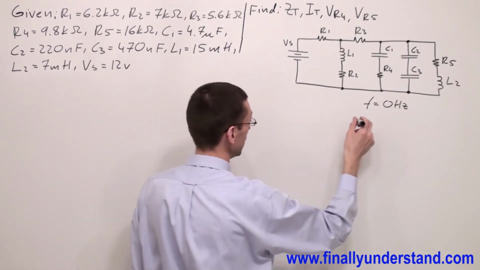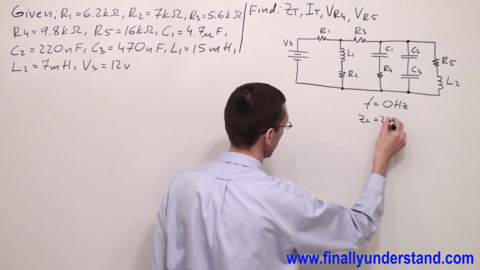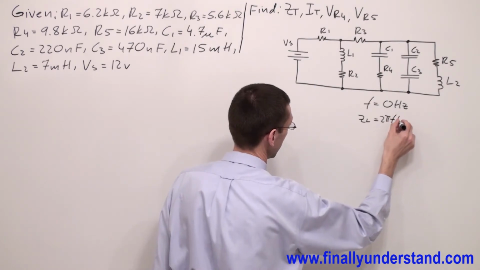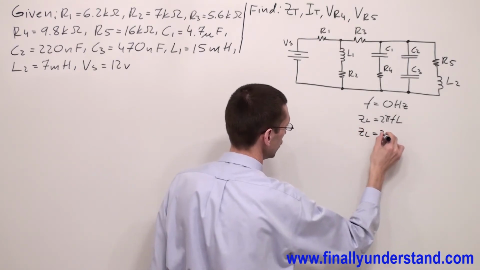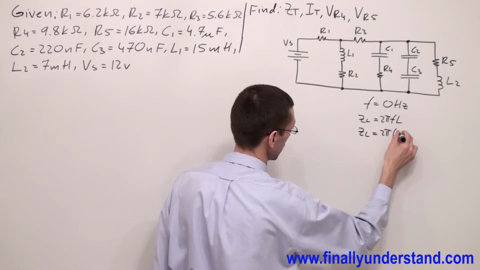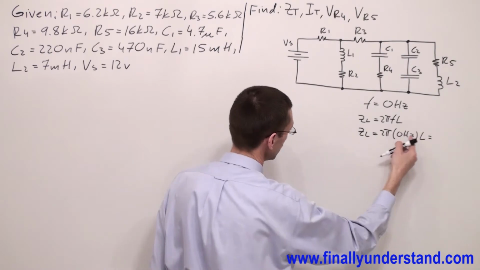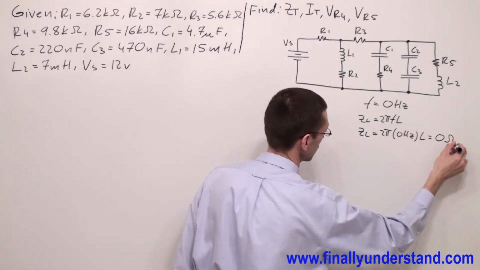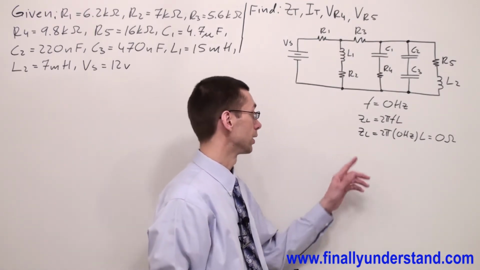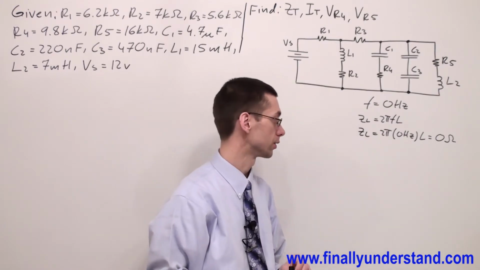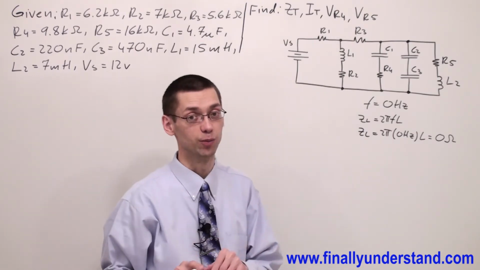Please keep in mind that the impedance of the inductor we calculate from the formula 2 pi f L. If the frequency is equal to 0, then ZL is equal to 2 pi times 0 Hertz times L, no matter what L is. 0 times anything gives me 0 ohms. So in the DC circuit, the inductor has an impedance of 0 ohms, at this moment.